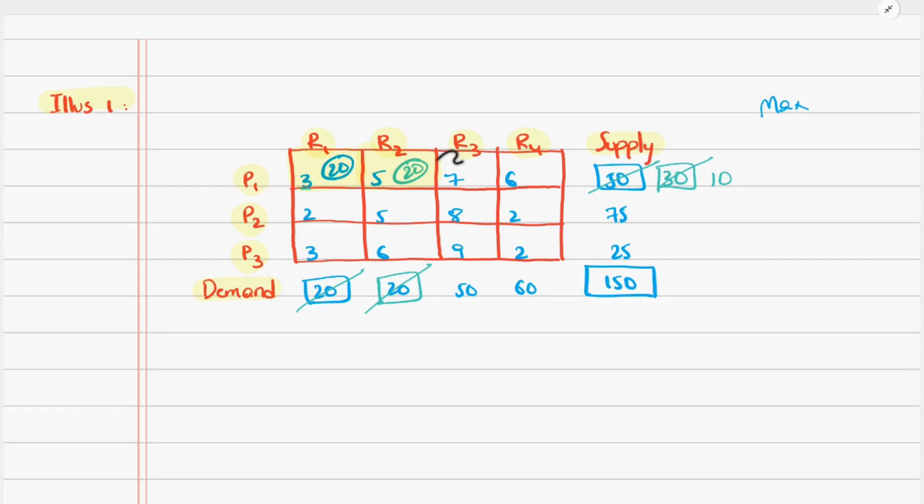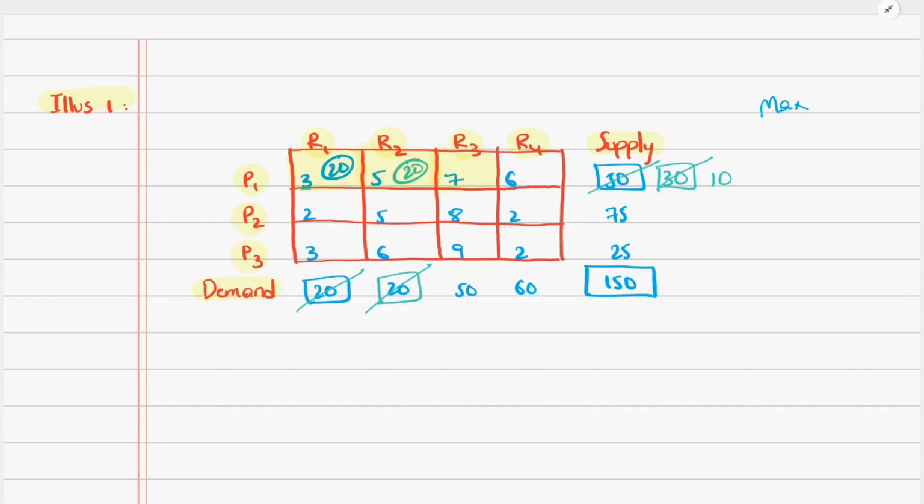Just like what happened before, I'm either going to move to the right or in the downward direction depending on if the supply is more or demand is more. Here R2 doesn't need anything anymore. See, R2's demand is exhausted. He doesn't need anything. So now what we will do? Because the supply is more, I'm going to move in the right side direction. Now I am choosing this cell, P1 to R3.